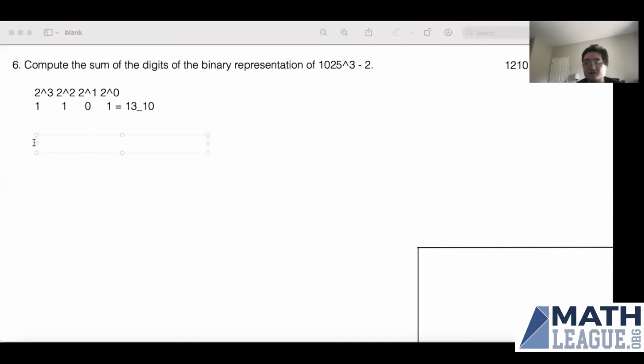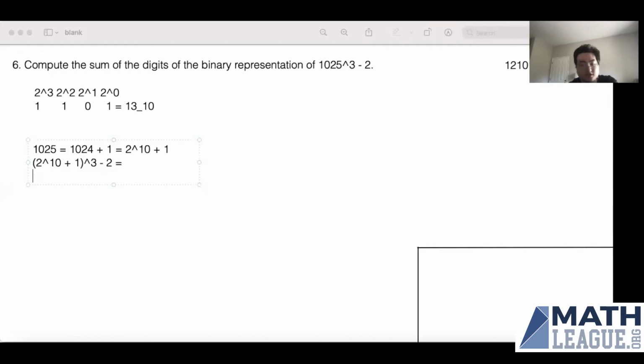Is there anything special about the choice of number in this problem? Why is the problem specifically asking about 1025? What's special about 1025? Well, we could start with the fact that 1024 is a power of 2, right? So 1025 is actually 1024 plus 1, and that's 2 to the 10th power plus 1. So we can write 1025 as 2 to the 10 plus 1, and then expand out (2 to the 10 plus 1) cubed minus 2.